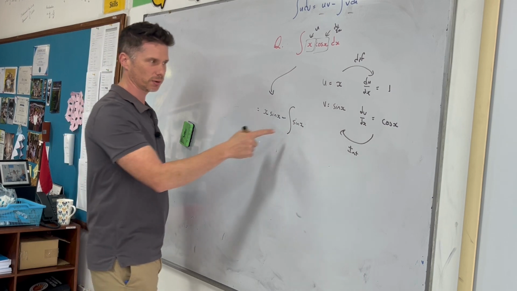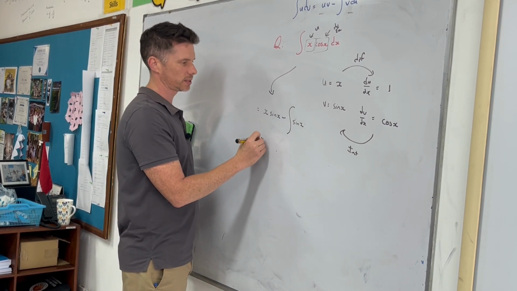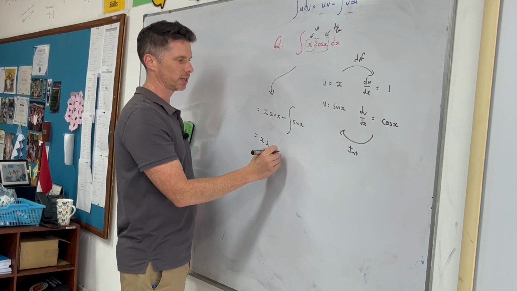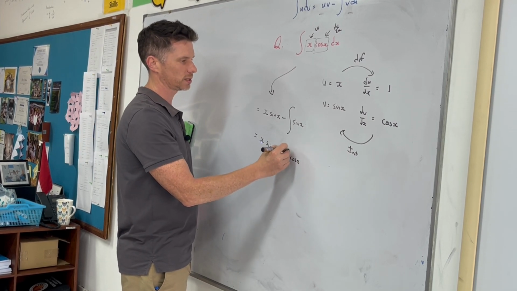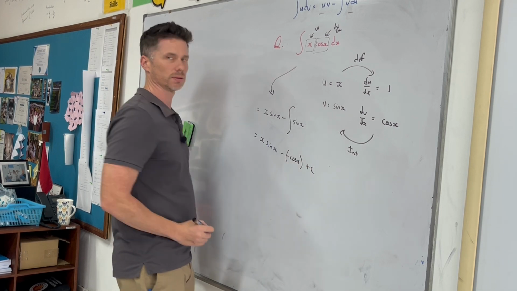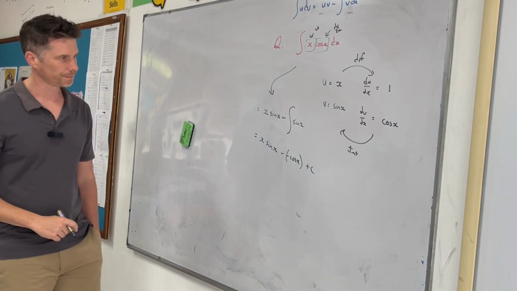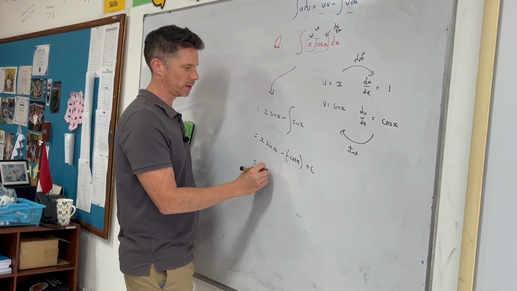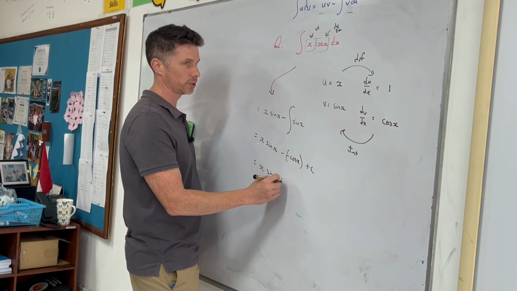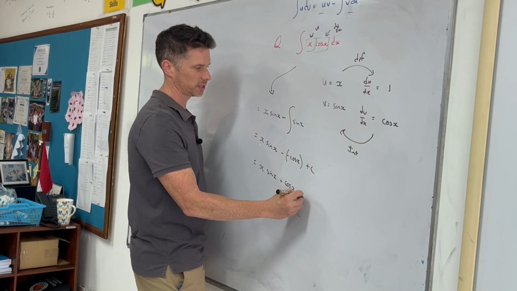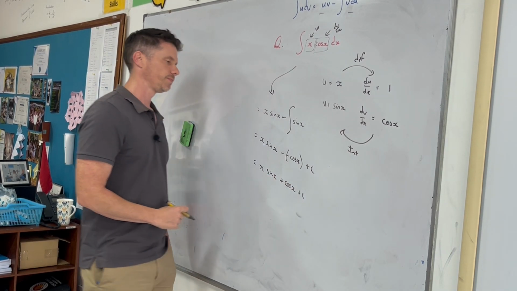Okay, so I've got to integrate sine x. We have x sine x, and then the integral of sine x is minus cosine x, plus a c. We'll always have a c here. That's minus minus, that's plus. So we end up with x sine x plus cosine x plus c.